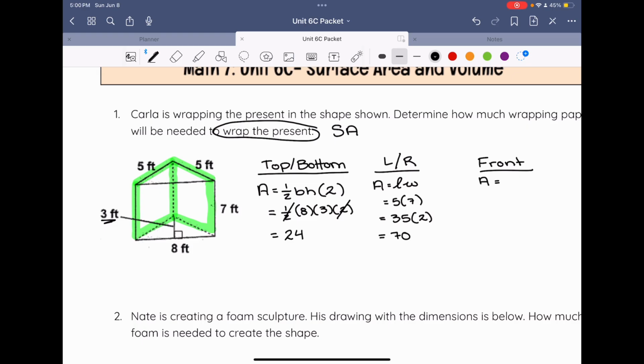All right, my last rectangle is on the front, so length times width. There's only one of these, and that is 8 times 7. So 8 times 7 is 56, and I'm going to add everything up together. So the total surface area, 24 plus 70 plus 56, 150 feet squared.